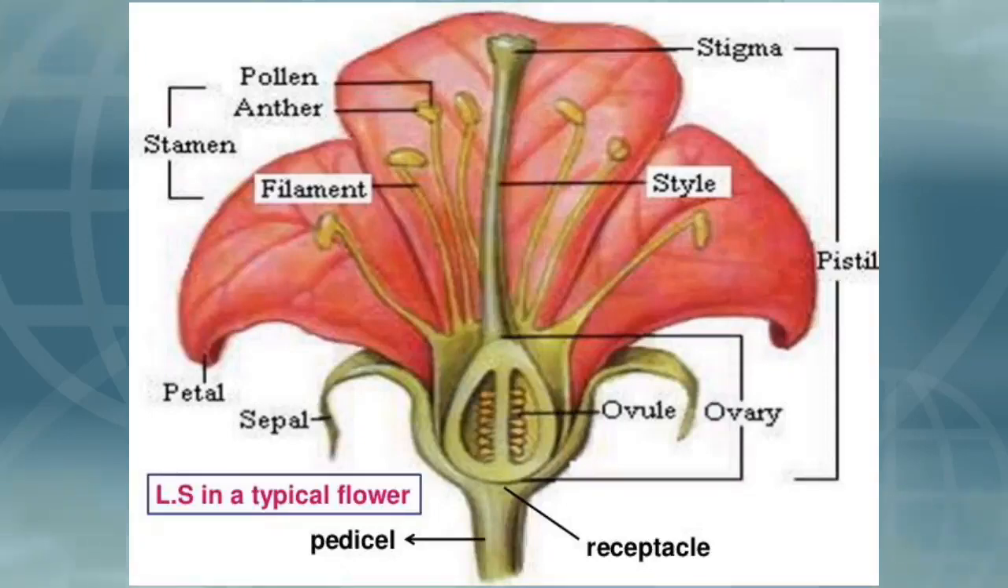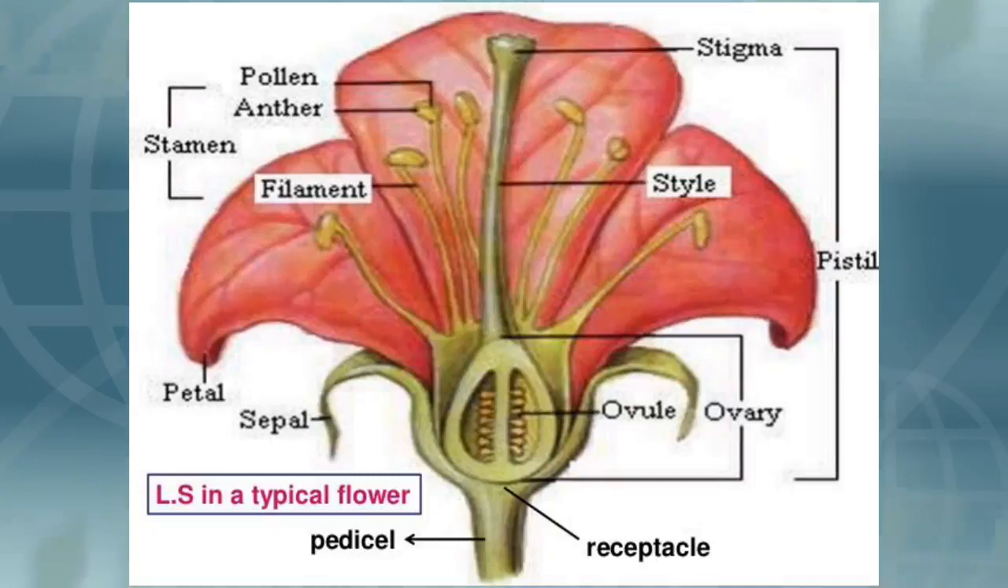Each stamen has two parts: a thin stalk-like filament and a knob-like structure called anther. Anther and filament, these two parts are there, right? Anther produces a powdery substance that is called pollen.